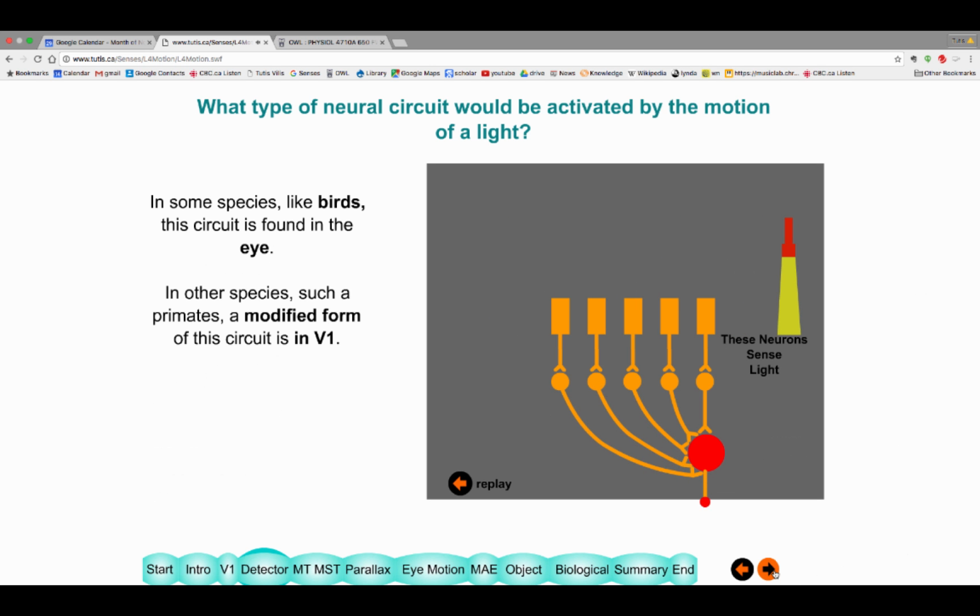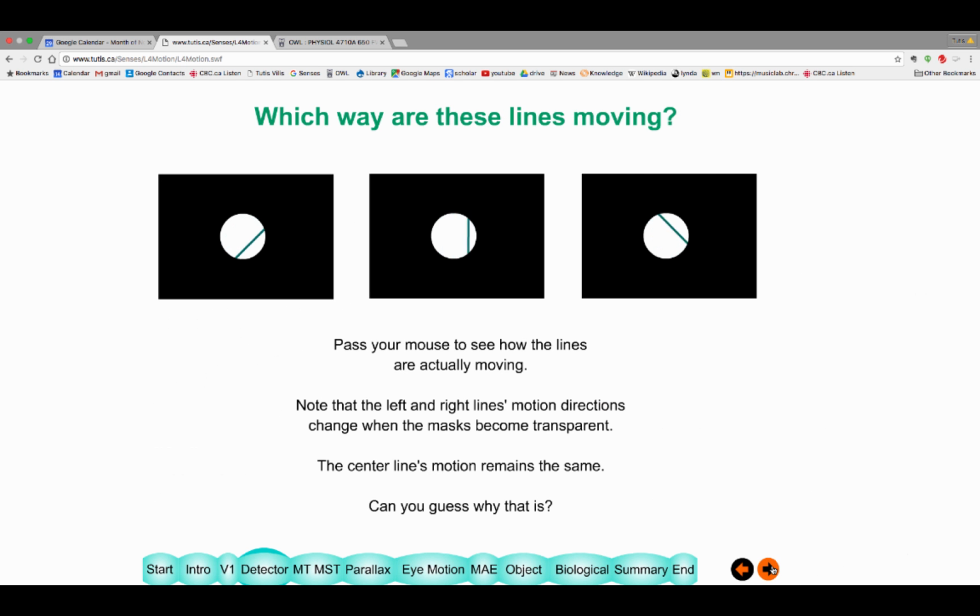Now, in some species, like birds, this type of circuit is in the eye. In other species, such as us, something like this is in your V1. Okay. Now, what does the brain do? V1 gets these simple and complex cells, and some of them sense motion. But they've got a problem.